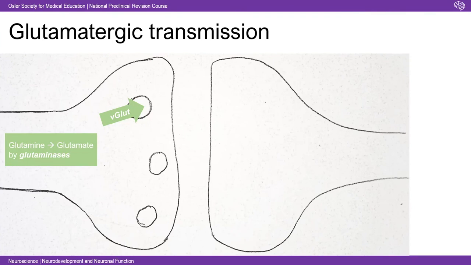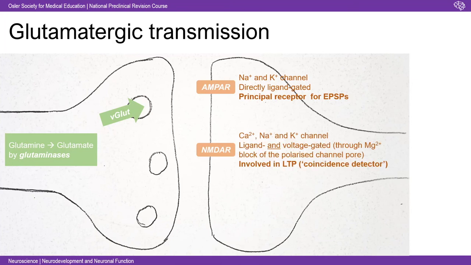Glutaminases are the enzymes doing that. It's transported into presynaptic vesicles by the vesicular glutamate transporter. Your postsynaptic receptors are AMPA and NMDA, which you will learn about lots in LTP, etc.